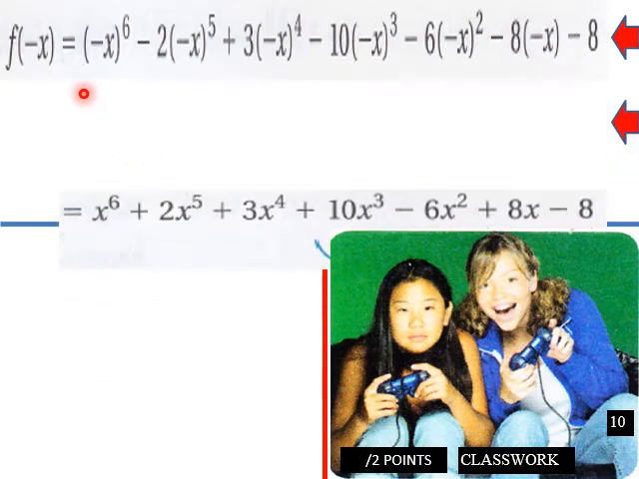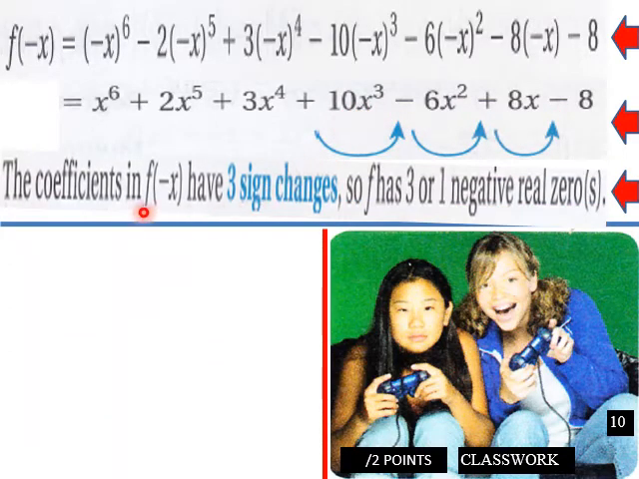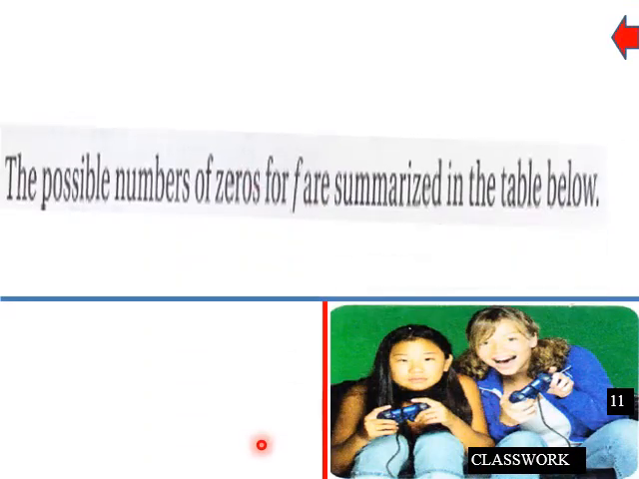And then in this situation here, the f of negative x, so when we power these out, the negative x's in this situation, there's no sign changes here, but we got 1, 2, and we have 3 sign changes here of the coefficients. So the coefficients in f of negative x have 3 sign changes. So f has 3 or 1 negative real zeros. 3 or 1 positives, 3 or 1 negatives.